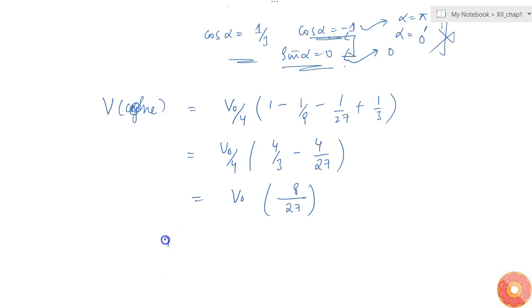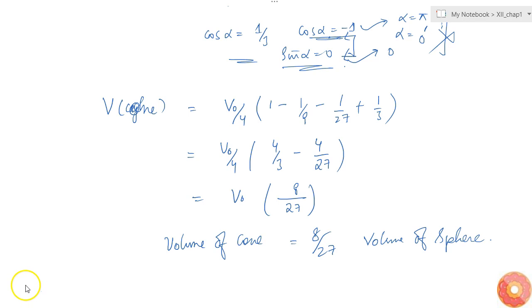So we got that the volume of the cone is equal to 8 by 27 times the volume of the sphere in which it is inscribed. This is what we are supposed to show. And how do we get it? We just showed that to get minima or maxima, f dash of x should be equal to 0. By putting this, we reach the required condition.